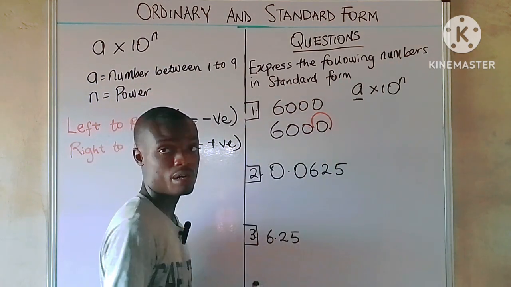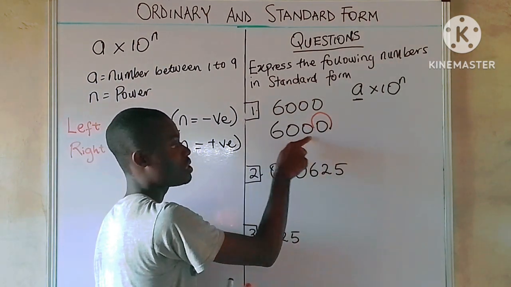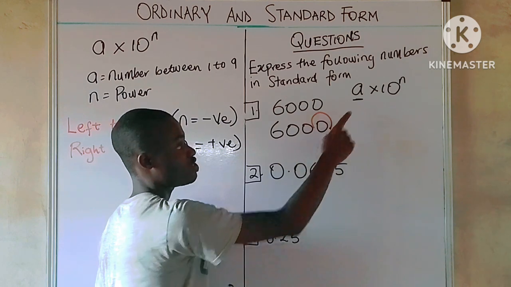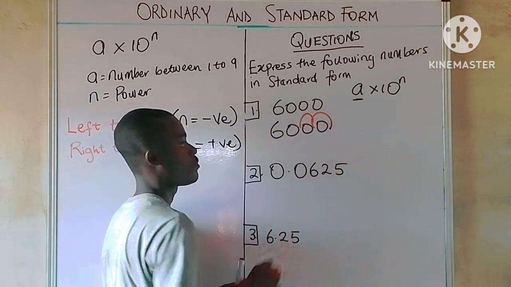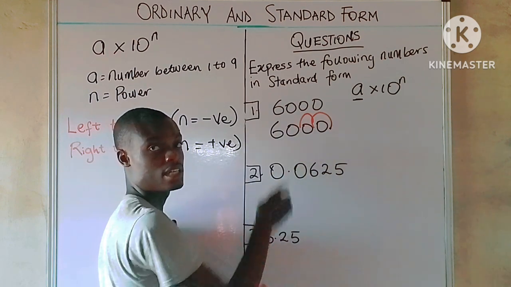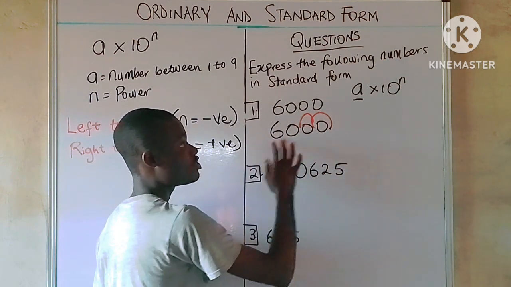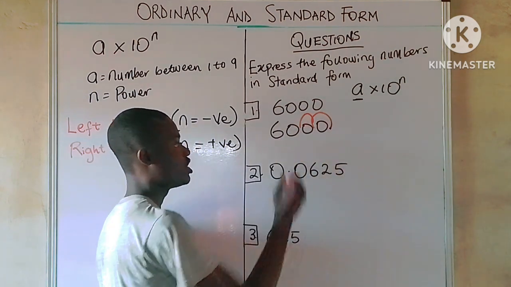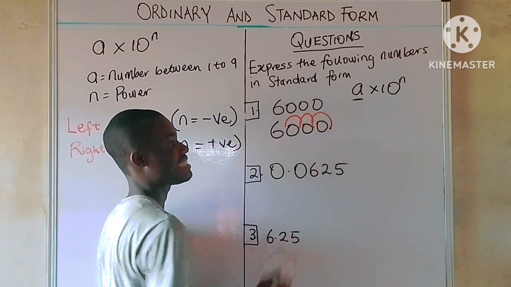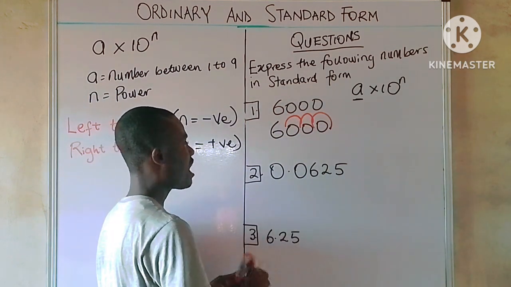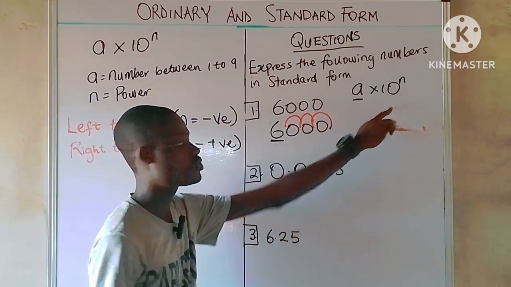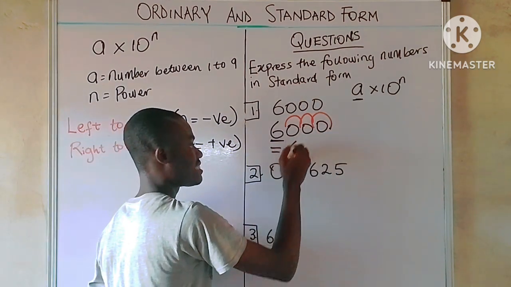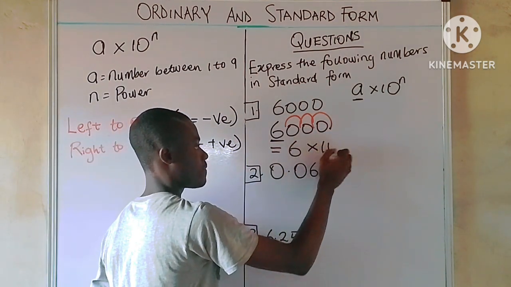If I bring my decimal point here, I have 600 before the decimal point, and 600 is still not between 1 and 9. So I'll move my decimal point again. When I move it, I have 60 before the decimal point, and 60 is not a number between 1 to 9. So I'll move my decimal point a third time. When I move it the third time, I now have the number 6, and 6 is a number between 1 to 9. So I can write that as 6 times 10.